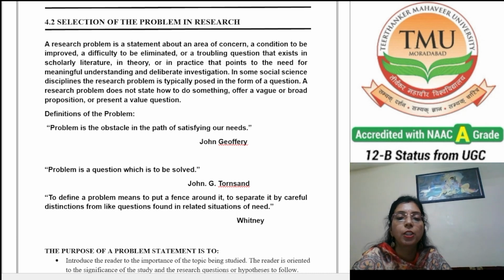In our next session, we will discuss defining the research problem.